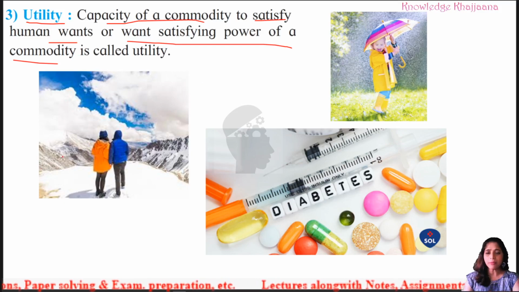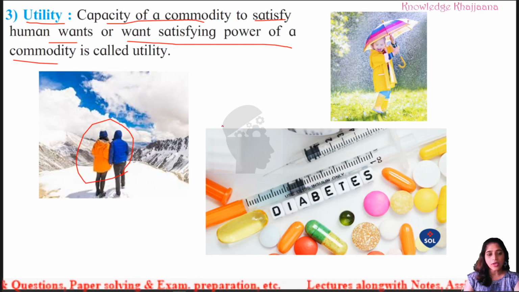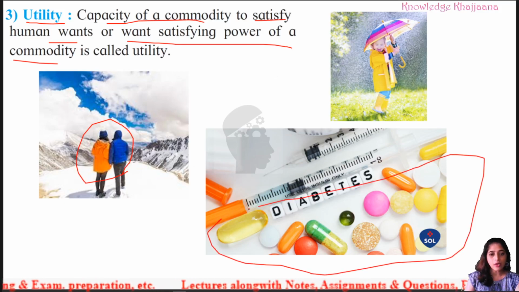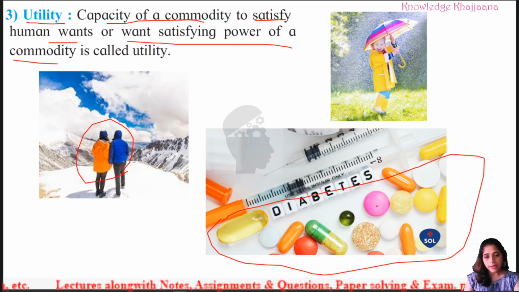See, for example, the woolen clothes have utility. Where do they have the utility? On the places where it is very cold, very chilling, okay. Then the woolen clothes have utility. But these woolen clothes don't have utility when it is summer, or when there are very hot days, okay. Similarly, an umbrella has hidden utility in it, okay. Similarly, the medicines, see, these are the different medicine tablets, okay. These medicines have utility for the diabetic person. See, these are diabetes medicine. So these medicines have utility for a diabetic person, because this utility is hidden in the medicine.